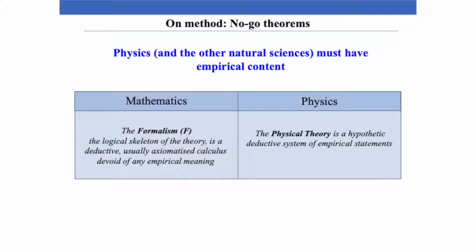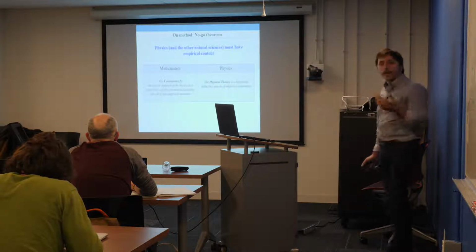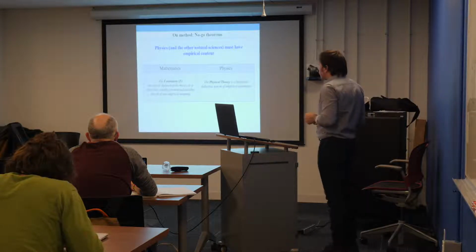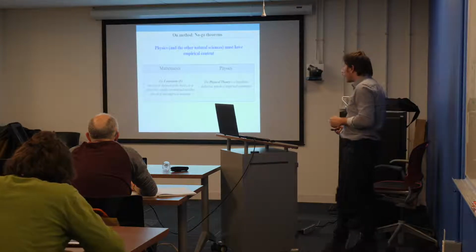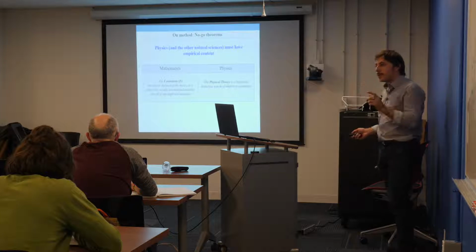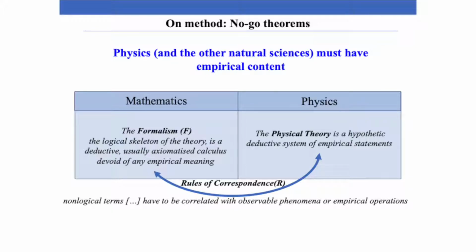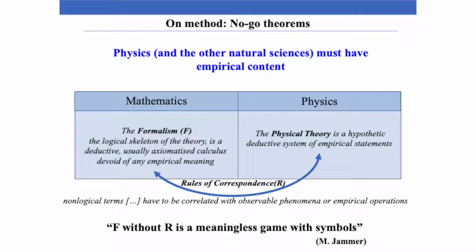So what we should strive for is having empirical content in our physical and, in general, natural scientific theories. In the words of Max Jammer, following the development of a critical empiricism of the Vienna Circle, in practice our theories are formed by two different sets of statements. The formalism, which represents the logical skeleton of a theory, is a deductive and axiomatized calculus. We also have the physical part of the theory, which is a hypothetical deductive system of empirical statements, empirical meaning what I've said before, that can actually be checked by interrogating nature. And we need a set of rules of correspondence, or operational rules, that relate what the symbols of the theory represent to what we can actually do in the lab and to pose our questions in an empirical way. Max Jammer would conclude that the formalism without the rules of correspondence is a meaningless game of symbols in the context of physics, of course.